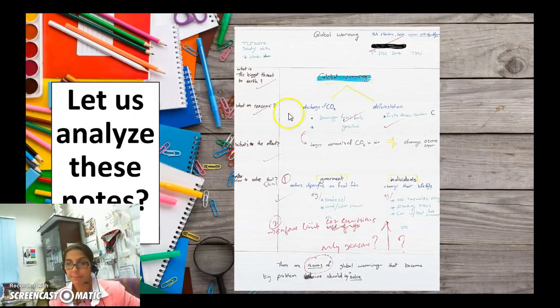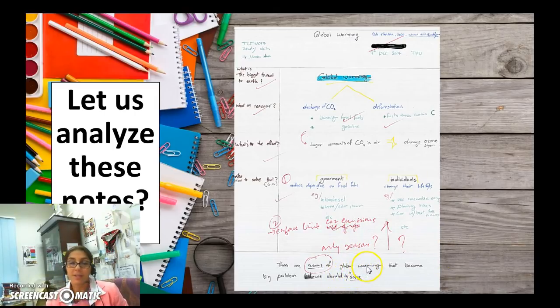at the base. On the left, you will see there are some questions which the student has constructed. What is the biggest threat to Earth? What are the reasons? What is the effect? And how to solve the problem. What this student has given at the base is the summary.